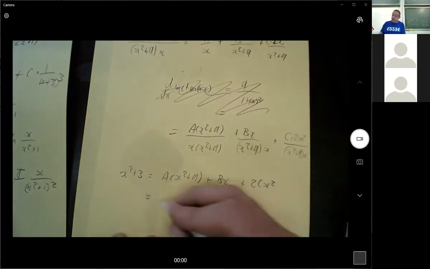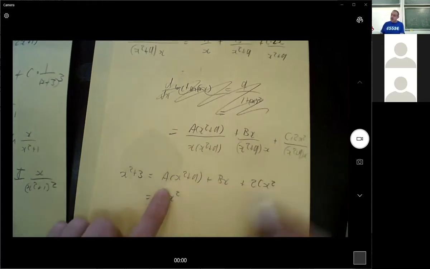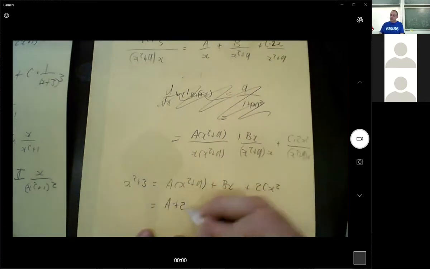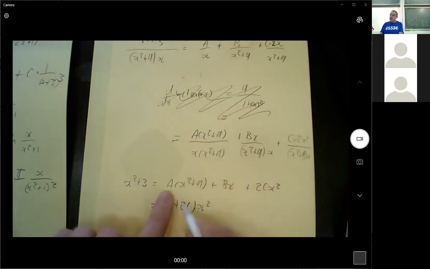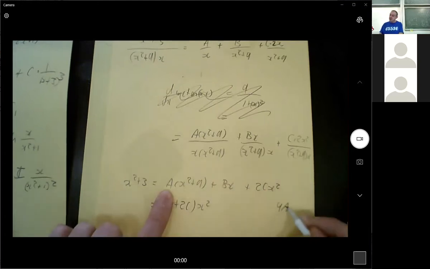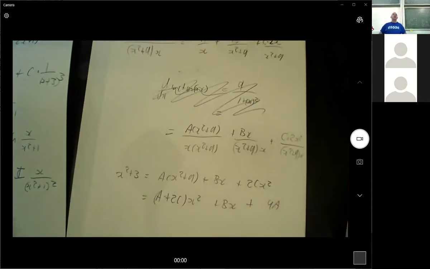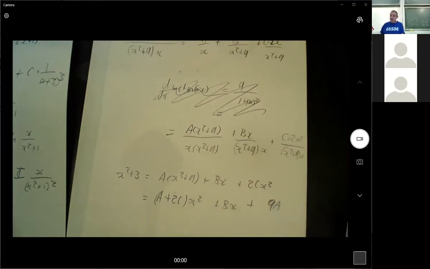So on this side, I've got ax squared, and I've also got a 2c, lots of x squared. And then I've got a 9a, and I've also got a bx. So that's what I've got here. That's a 9, because I expanded this out, and it ended up here and here. So now I can equate the coefficients.